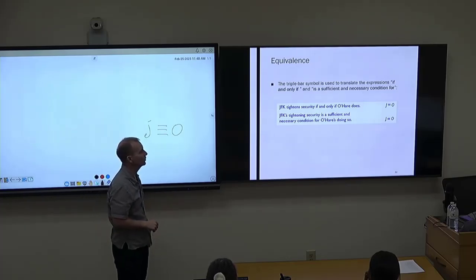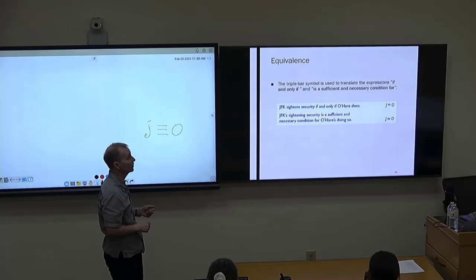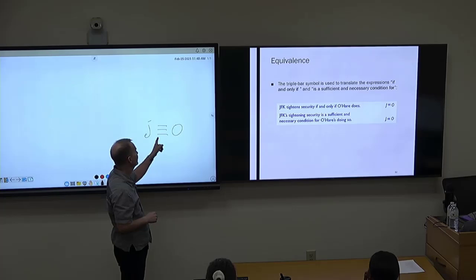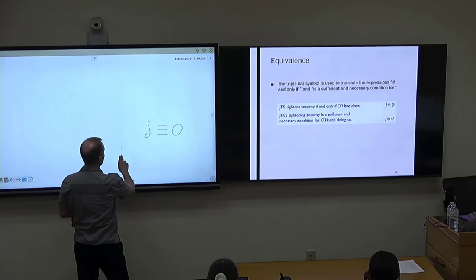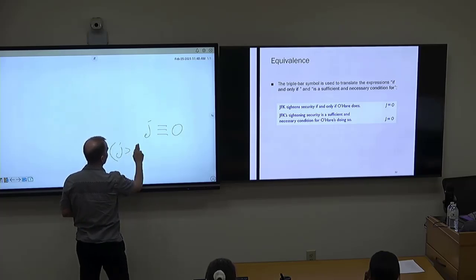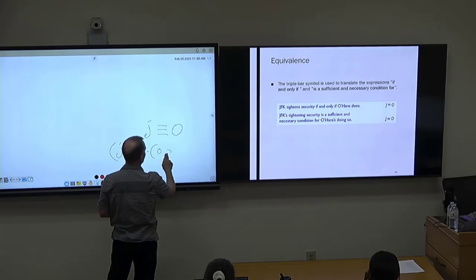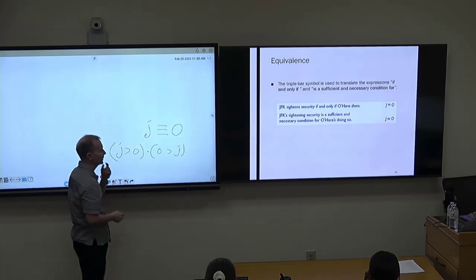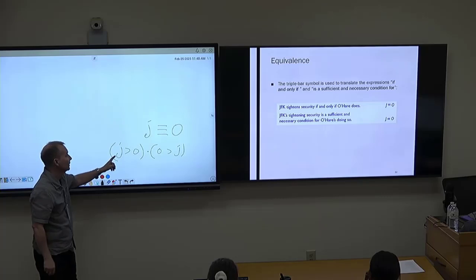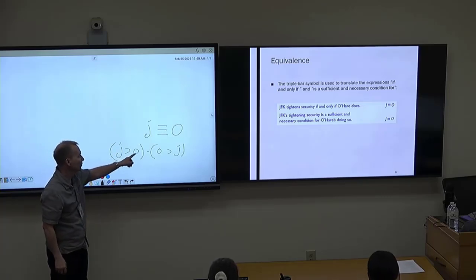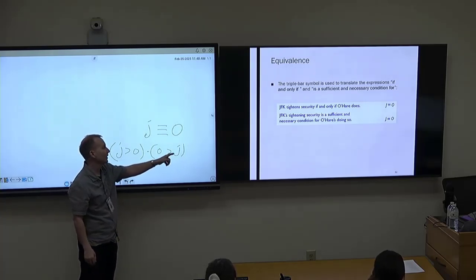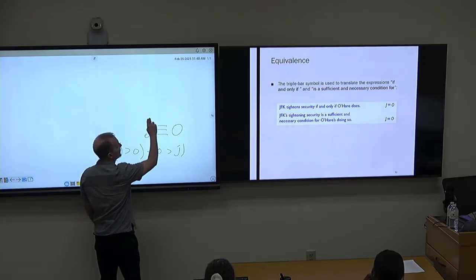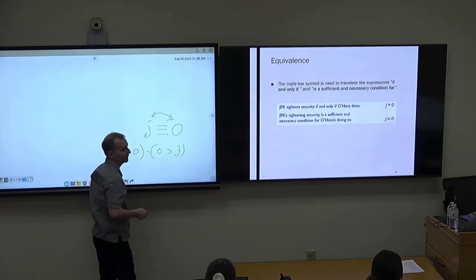Or JFK tightening security is sufficient and necessary condition for O'Hare doing so. Why do they translate it the same way? Because this is the thing with triple bar. It is actually two statements. It is if J then O, and if O then J. That's the full translation. So J is sufficient for O, O necessary for J, and O sufficient for J, J necessary for O. So they're both sufficient and necessary for each other.